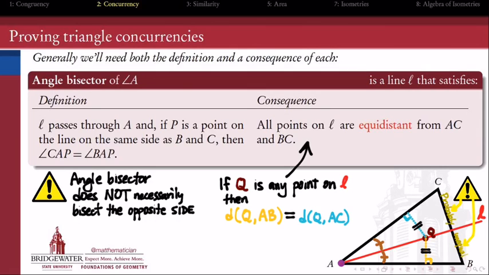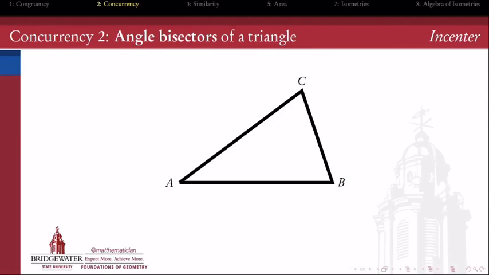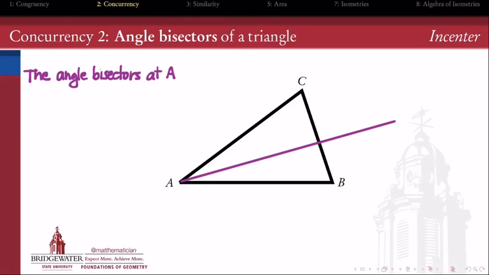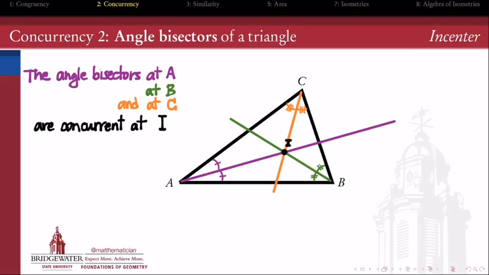Okay, so what can we do with angle bisectors in a triangle as a result of these definitions? Well, suppose that we take all three of the angle bisectors of the triangle ABC. Then the angle bisector at A, which cuts the angle at A in half, and the angle bisector at B, which cuts the angle at B in half, and the angle bisector at C, which cuts the angle at C in half, those three angle bisectors are all concurrent. They all meet at a common point. We're going to call that point I this time.